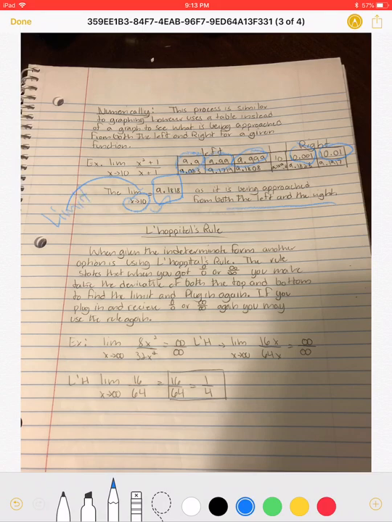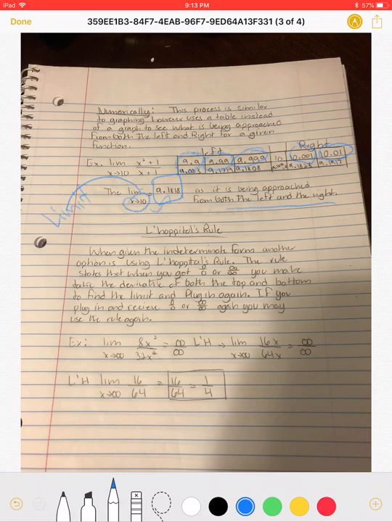Numerically is just looking at the graph, but in table form. Finally, we get to L'Hopital's rule, which is the calculus theorem, and it says, when given the indeterminate form, another option is using L'Hopital's rule. The rule states that when you get 0 over 0 or infinity over infinity, you may take the derivative of both the top and the bottom to find the limit and plug in again. If you plug in and receive 0 over 0, or infinity over infinity again, you may use the rule again.